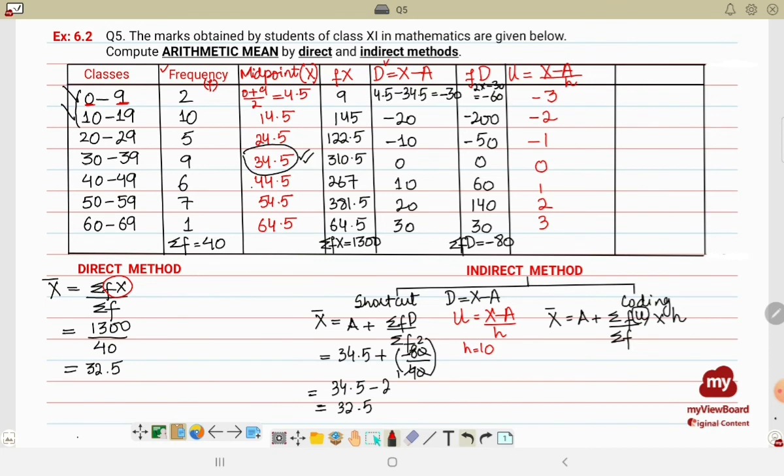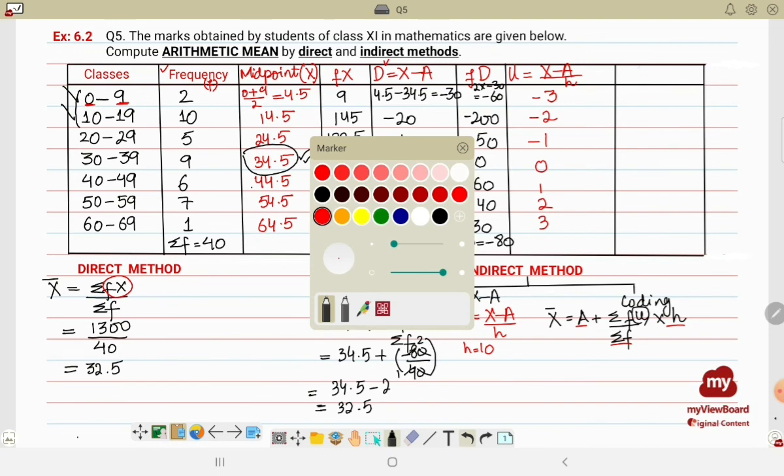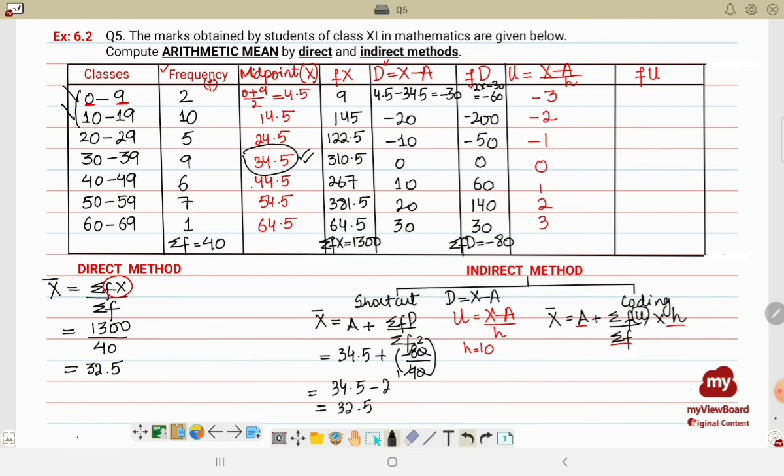Now what you are supposed to do next: a is already there, sigma f is already there, h is already there, fu is not written, so now we make the fu column. So fu means you have to multiply the values of f by the values of u. So 2 into -3 becomes -6, 10 into -2 becomes -20, -5, 0, then 6 into 1 is 6, then 7 into 2 is 14, then 1 into 3 is 3. Then you have to add up all the values, sigma fu, that comes out to be minus 8, right?